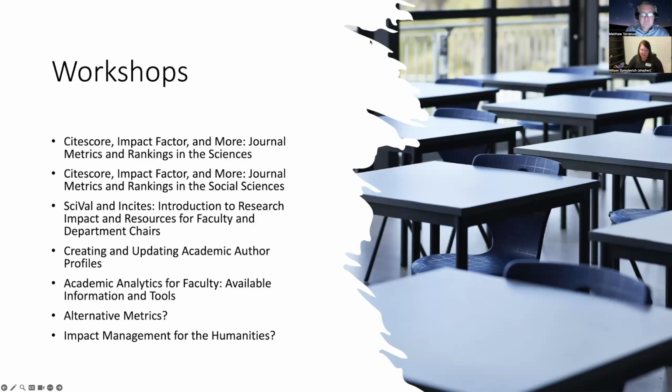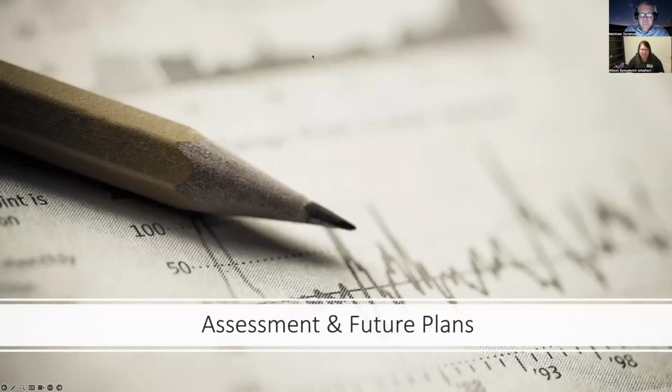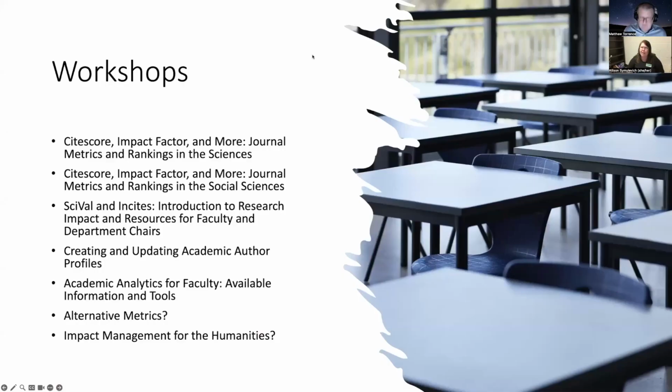You notice that we have two on the bottom here with question marks, because we've been investigating expanding our workshops to other topics such as altmetrics and measuring impact for the humanities, which is a little more difficult, but they are still, alternative metrics we know, but the workshops are aimed at all faculty members. So we want to give them the opportunity to learn about their specific disciplines.